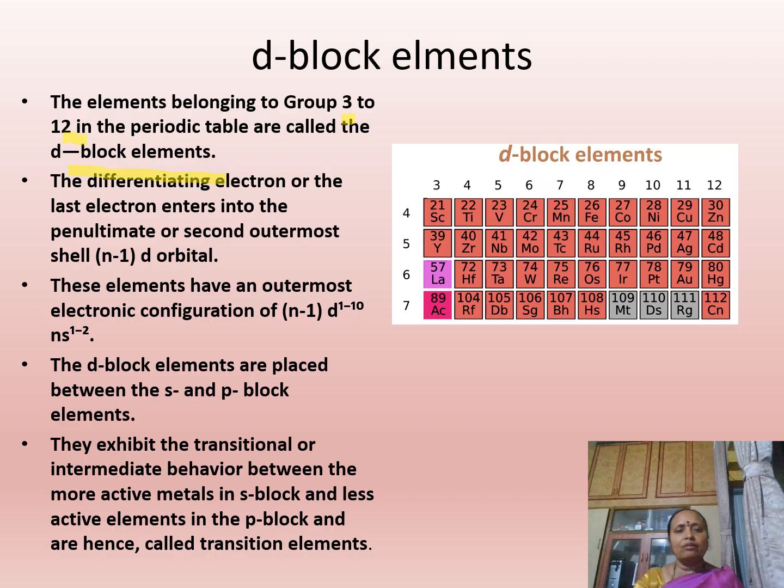The differentiating electrons are not received in the outermost shell, but in the penultimate shell, that is the last but one shell. These elements have an outermost electronic configuration of (n-1)d1-10 ns1-2. The d block elements exhibit transitional or intermediate behavior between the most active metals in the s block and the less active metals in the p block. Hence, they are called transition elements.